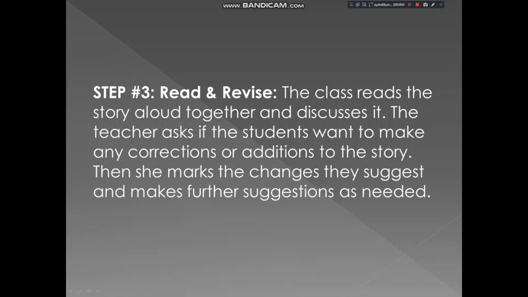The third step is read and revise. The class reads the story aloud together and discusses it. The teacher asks if the students want to make any corrections or additions to the story. Then she marks the changes they suggest and makes further suggestions as needed.